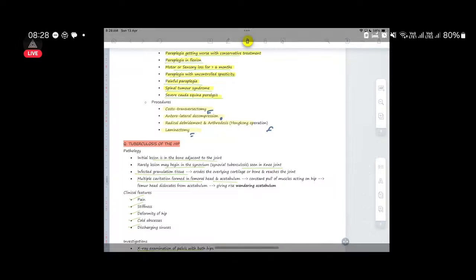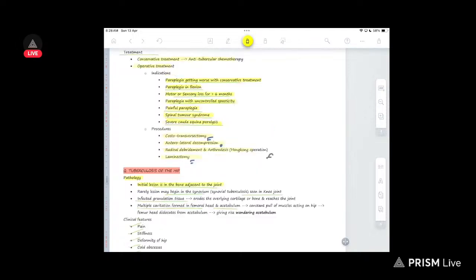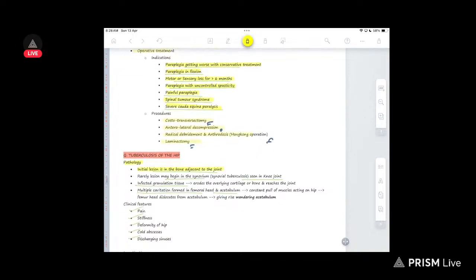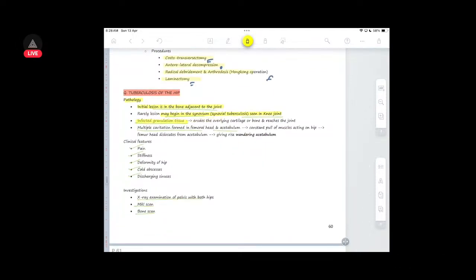So we start with tuberculosis of the hip. So pathology, it is an initial lesion in the bone adjacent to the joint. Rarely the lesion may begin in the synovium, as in synovial tuberculosis, which is seen in the knee joint. But if there is infected granulation tissue, it erodes the overlying cartilage or the bone and reaches the joint. That's basically how tuberculosis of the hip occurs.